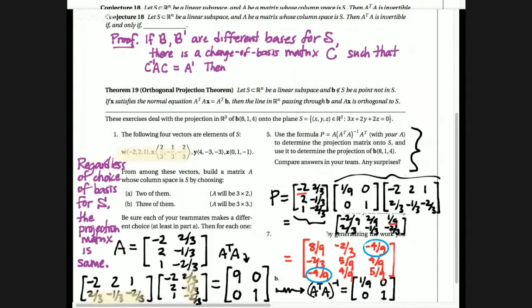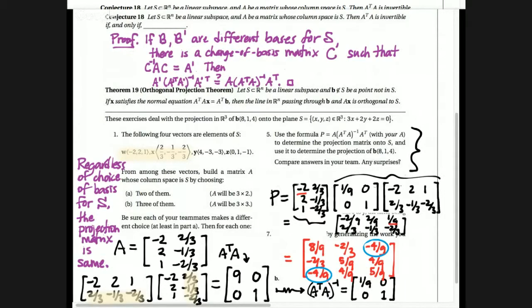And then all we would have to do is show that A prime times A prime transpose A prime inverse times A prime transpose is equal to A times A transpose A inverse times A transpose. If we can prove that, and that's a straightforward computation, then we should have what we need.